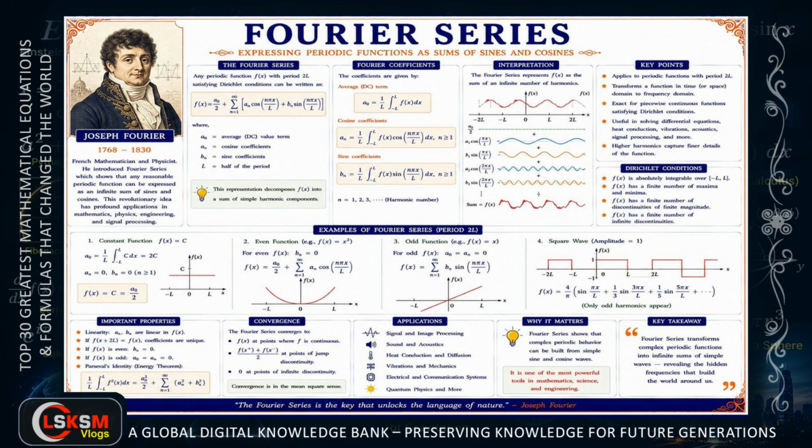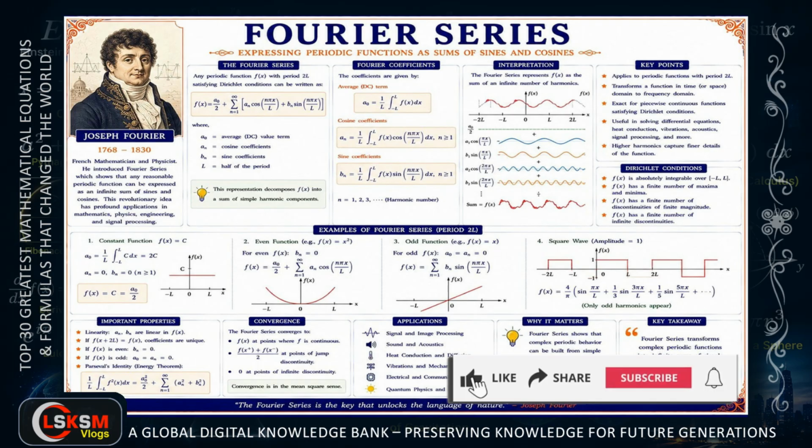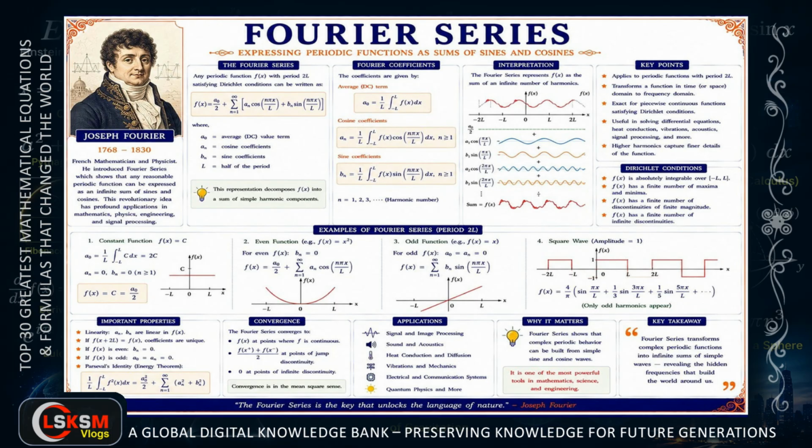Twelve. Fourier series. Person: Joseph Fourier, 1768 to 1830. Fourier series expresses periodic functions as sums of sine and cosine waves. It revolutionized signal processing, acoustics, and electrical engineering.